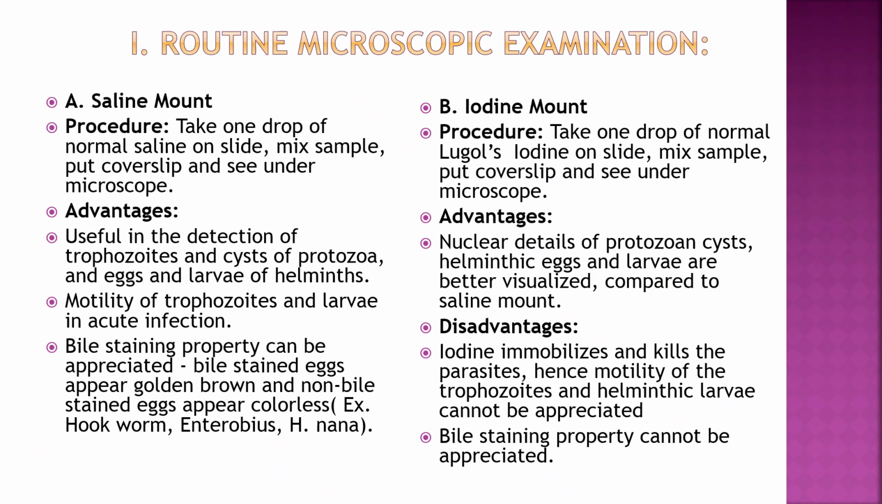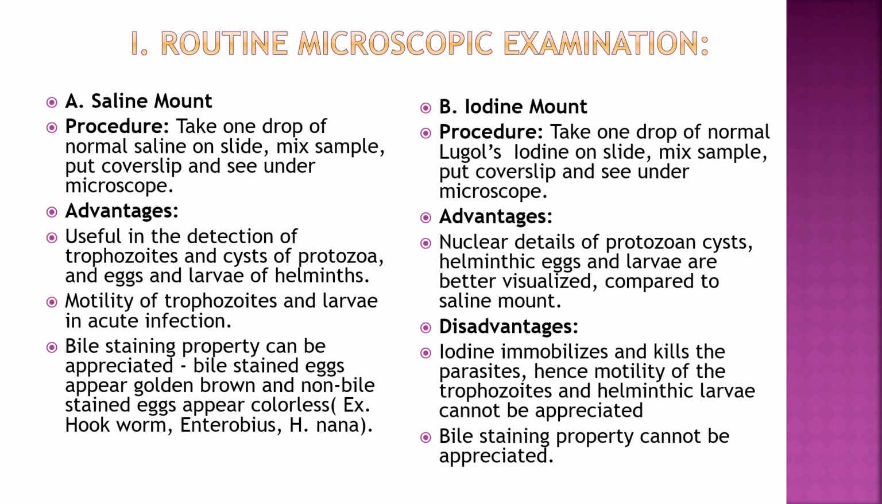In microscopic examination of stool, the first step is the routine examination, that is by saline wet mount and iodine wet mount. In saline mount, the procedure is to take 1 drop of normal saline on a slide, mix the stool sample, put a coverslip and see under the microscope. The advantages of saline mount: useful in detection of trophozoites and cysts of protozoa, eggs and larvae of helminths. Motility of trophozoites and larvae can be appreciated. Bile staining property can be seen, that is they appear golden brown, while non-bile-stained eggs appear colorless. Examples of non-bile-stained eggs are hookworm, Enterobius and H. nana.